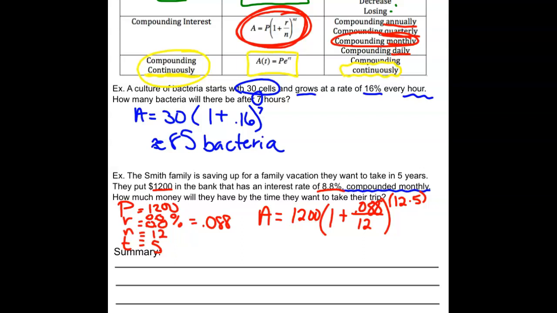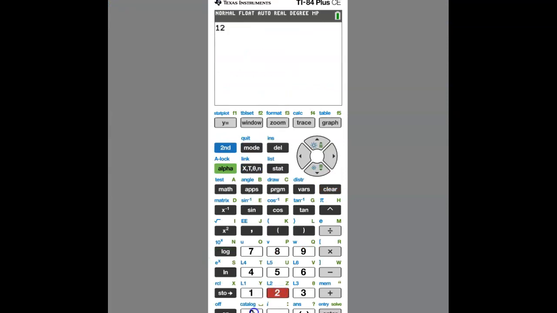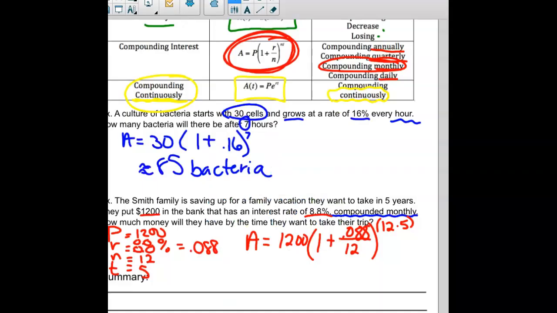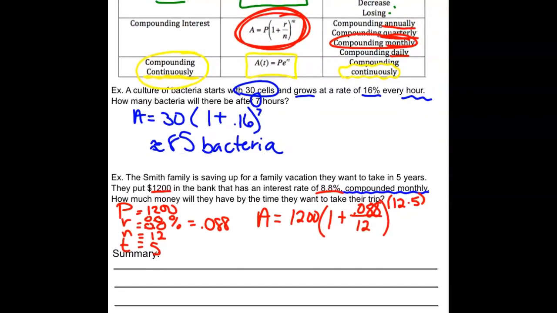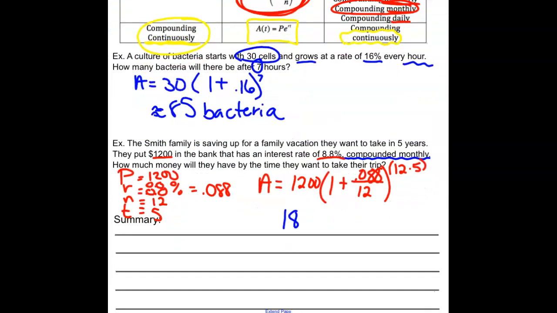All right, let's check our calculator again. All right, so we had 1,200 times 1 plus 0.088. We are dividing that into 12 chunks, and then our power is 12 times 5. All right, so when we head off for vacation, we will have $1,860.26. All right, I already forgot what I said. What was it? 1860.26.